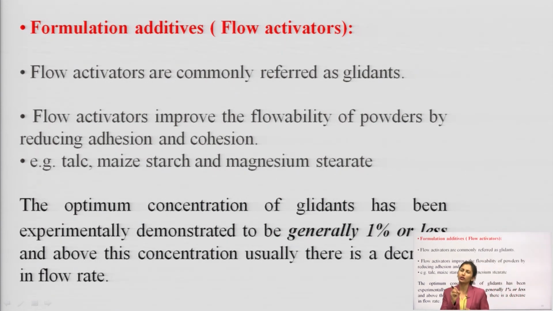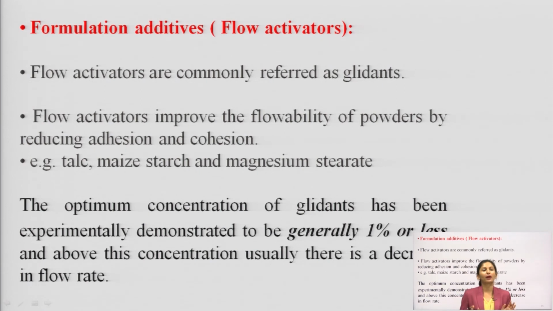They will make a uniform layer around the particles and give the particles a smooth, spherical texture, so that there is less friction between the particles, less cohesive force and much more flowability. The simple glidant is talc, which you use when playing carom or other games for easy gliding of your dice. So talc is used as a flow activator, magnesium stearate is used as a flow activator, maize starch is used as a flow activator.